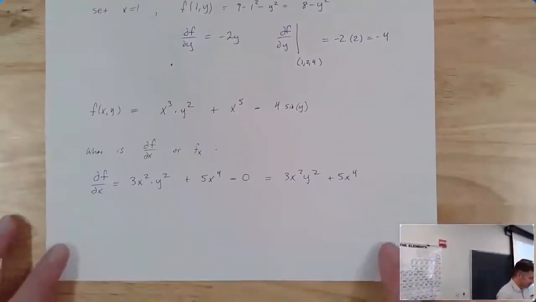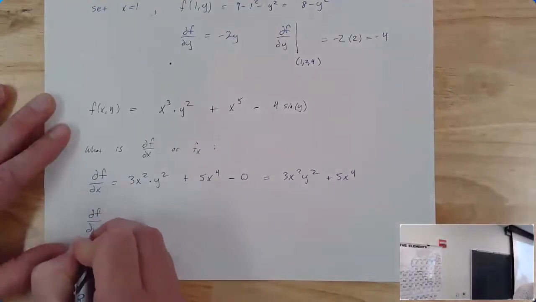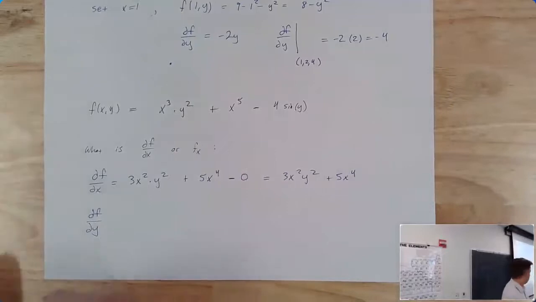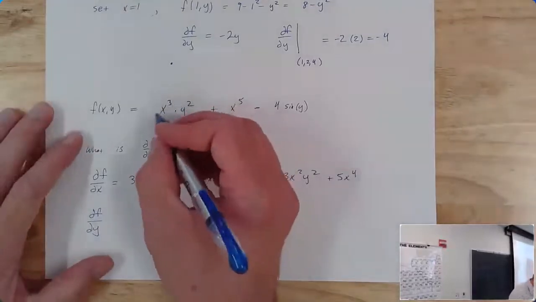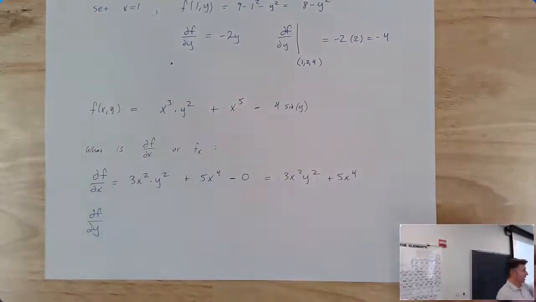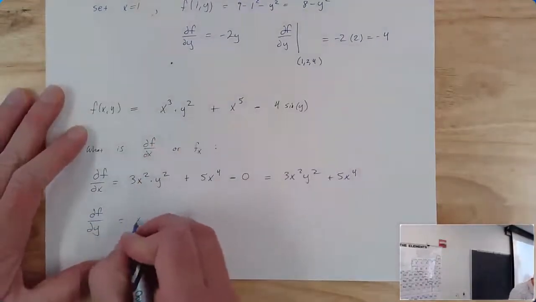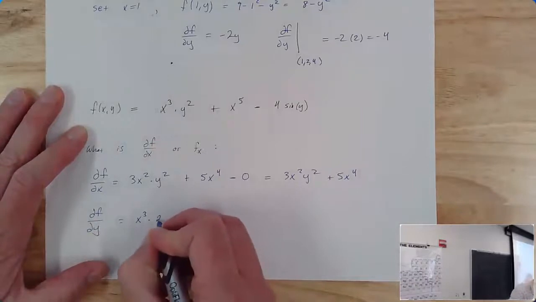On the other side of things, the partial derivative of this function with respect to y, we're going to do the same sort of deal, but now we're going to treat x like a constant. So x cubed is constant, y squared is y squared. I know the derivative of y squared is 2y. So the derivative of x cubed times y squared is x cubed times 2y.